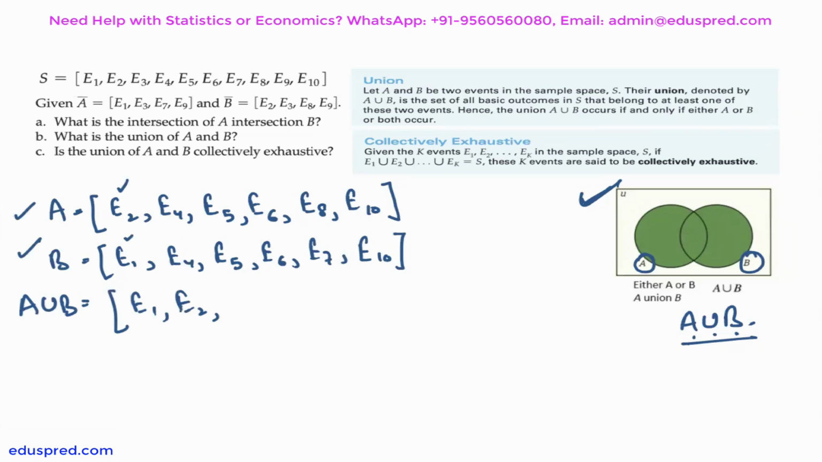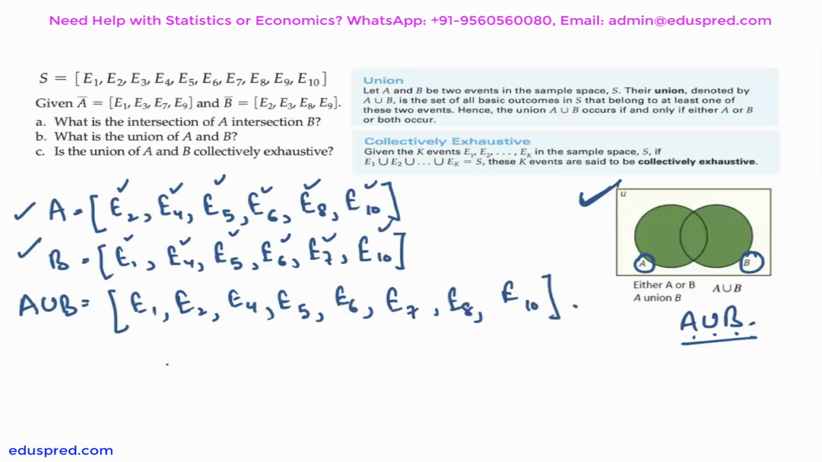Now E3 is neither in A nor in B, so E3 doesn't come here. E4 is a part of both, but we are only going to write it once. E5 is also a part of both, we are going to write it once. E6 is a part of both, we are going to write it once. E7 is in B, E8 is in A, E9 is in neither, so we don't have it in A union B. And lastly, we have E10, which is in both, so we are going to write it once. So now A union B has the outcomes E1, E2, E4, E5, E6, E7, E8, and E10.